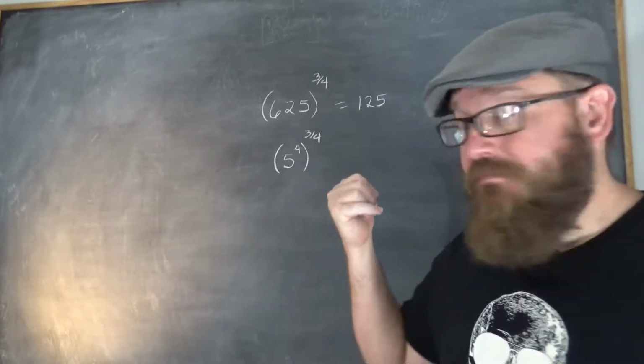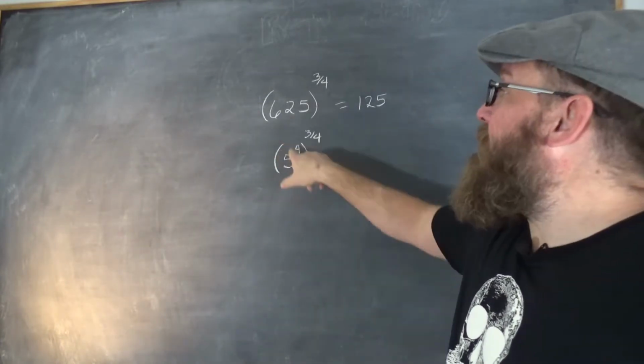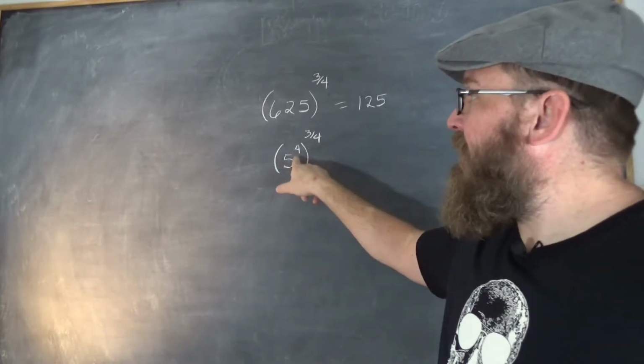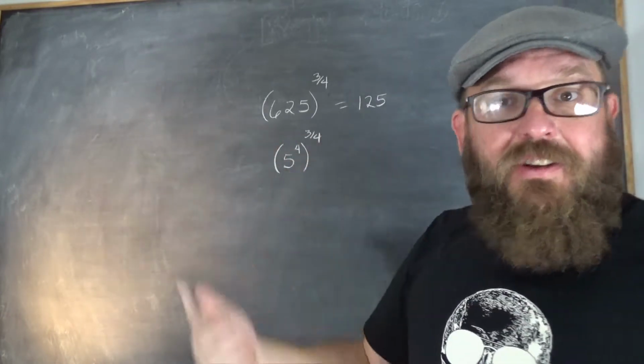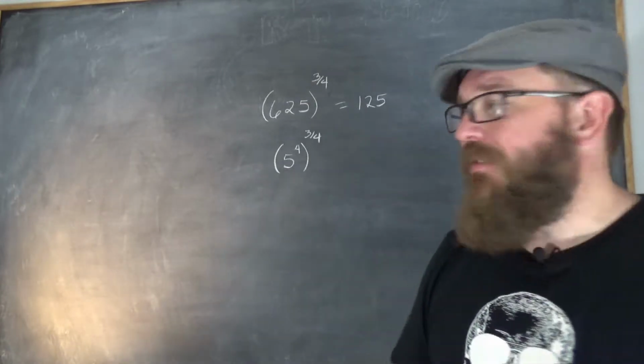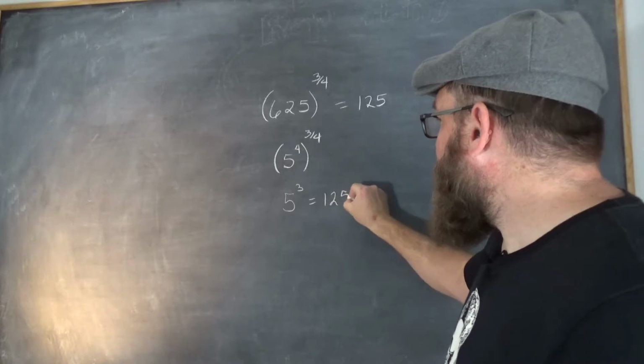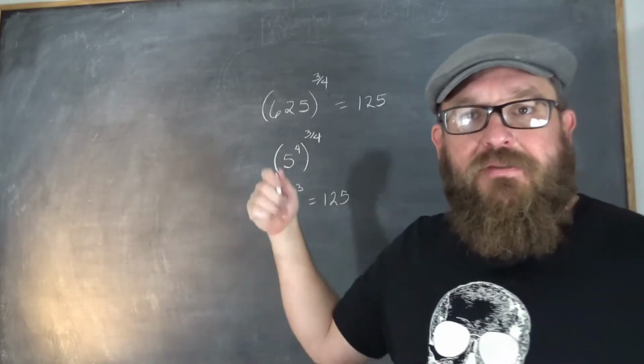But once you do, you see what I did right here? 625 is 5 to the 4th. Now that's pretty cool, because you see that 4 right there? Power raised to a power, you multiply: 3/4 times 4 is 3. Which is of course 125. So yeah, it doesn't matter which way you do it. You can do it either way.